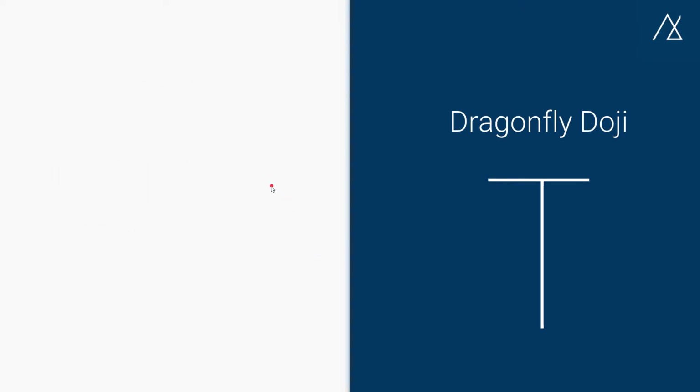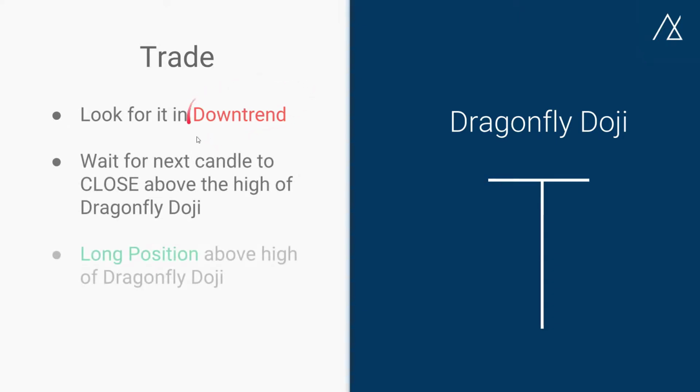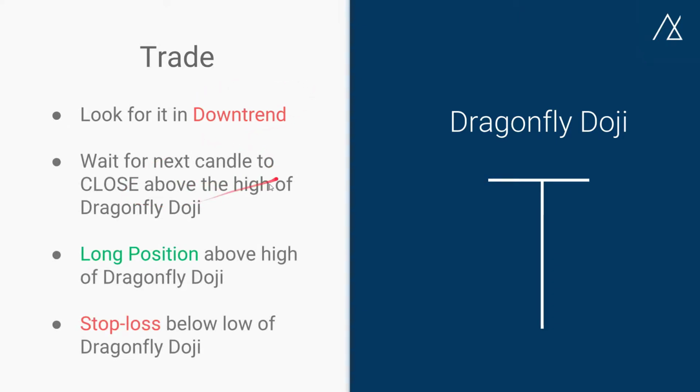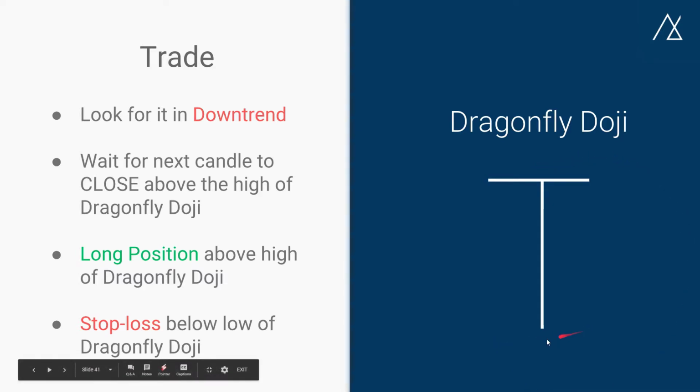So let's understand how we can trade on Dragonfly Doji. Look for it in a downtrend and wait for the next candle to close above the high of the Dragonfly Doji. It is very simple. There should be a preceding downtrend and we should wait for the next candle to close right above the high of the Dragonfly Doji. Now this would imply that bullish force is there at the end of the downtrend, and it can be a trend reversal, right? We will take the long position above the high of the Dragonfly Doji and keep a stop loss below the Dragonfly Doji, right?